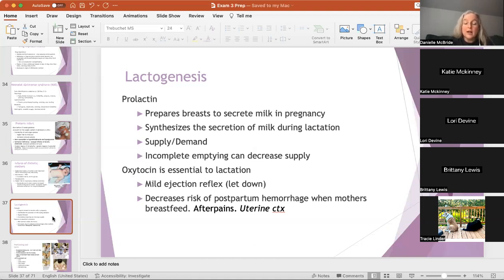Yeah, it helps the uterus to contract. Yeah, it's just agreeing with you. Okay, so it helps the uterus to contract.